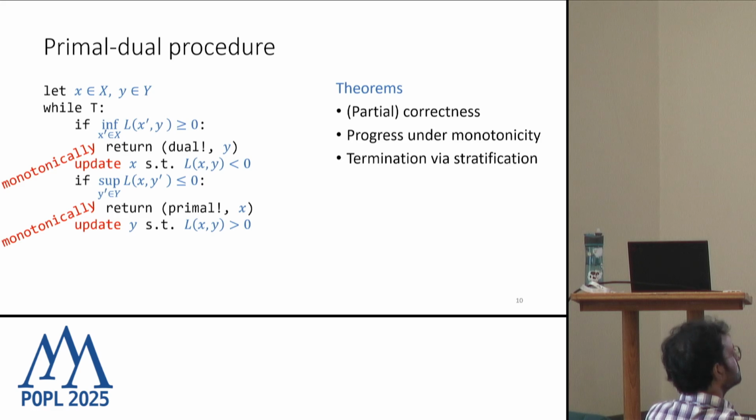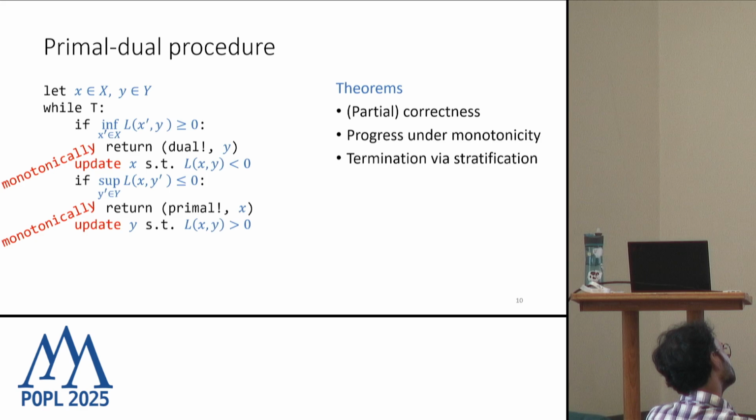And for this modified algorithm, we can prove its partial correctness, its progress under the assumption of monotonicity. And this also can give us termination by stratification, where this is also a common idea, where if you systematically explore either proofs or counterexamples in some order, then you can guarantee termination in case a counterexample or a proof exists.